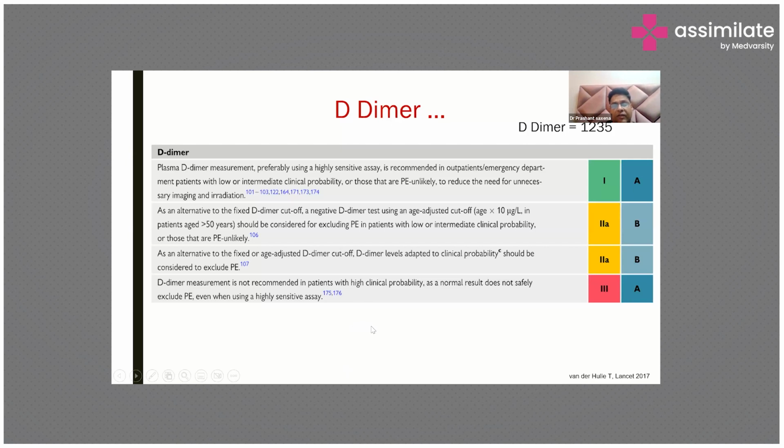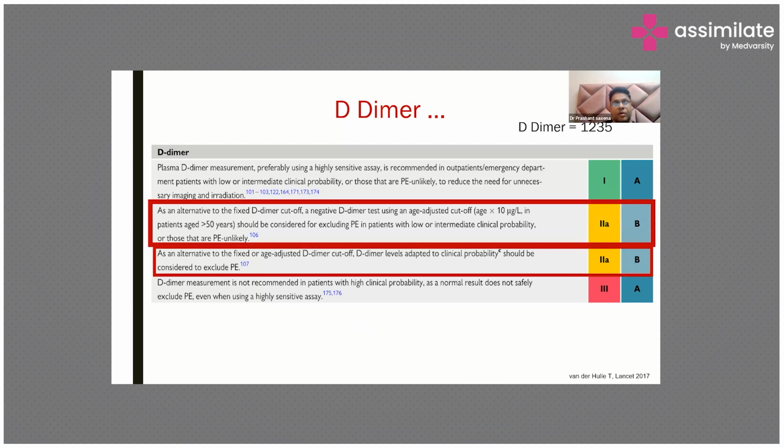Most patients in the OPD or with a low clinical probability profile, we do this. But if your patient has a very high probability of PE, then you don't have to do a D-dimer because a normal result will not exclude a PE. This is the important point which you have to remember. D-dimer testing is only recommended for a low or intermediate probability of PE. Various cutoffs are available, which are age adjusted. So there is a chart available. You can look at that.